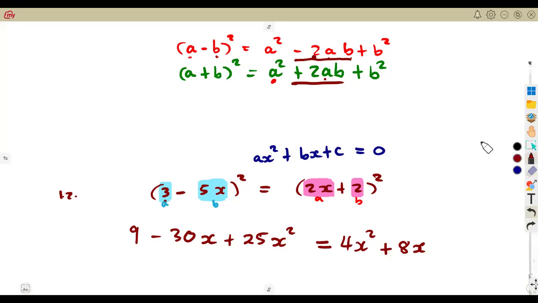All right. Then we move on to the last part. The last term squared, that is b squared. And our b there is 2. 2 squared is 4. So that's it.